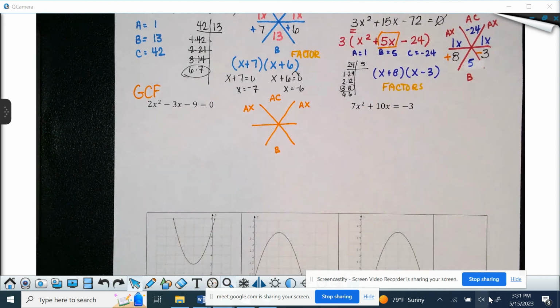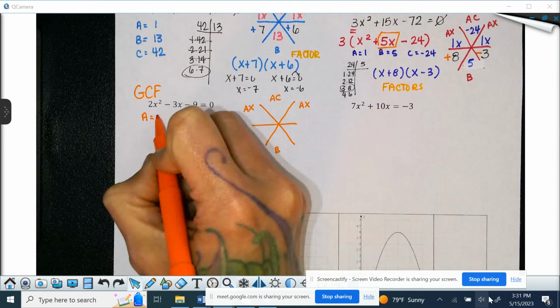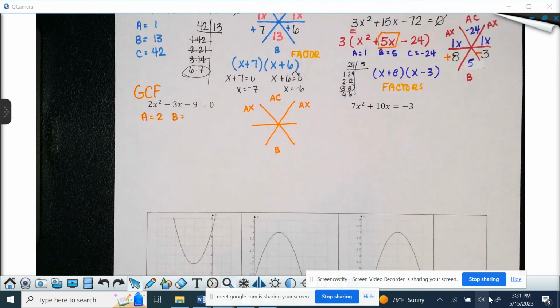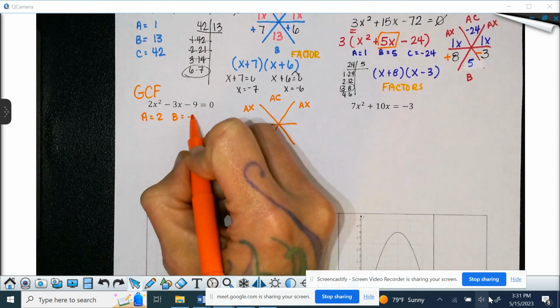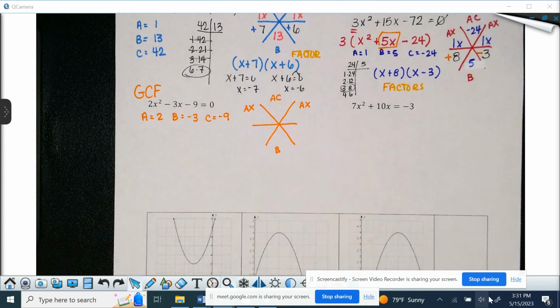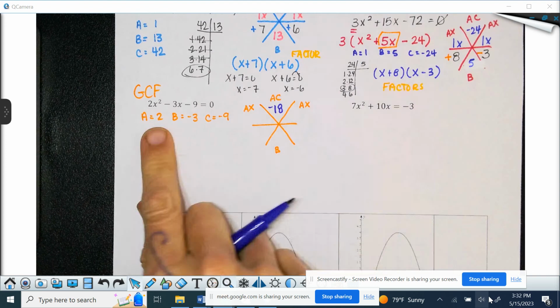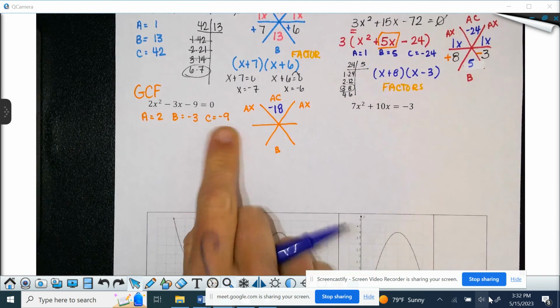What's my A value? 2. Beautiful. What's my B value? Negative 3. Perfect. What's my C value? Negative 9. Excellent. Now, what is A times C? Negative 18. Perfect. Because that's 2 times a negative 9. Oh, good. You guys are all putting it in there. I love it.